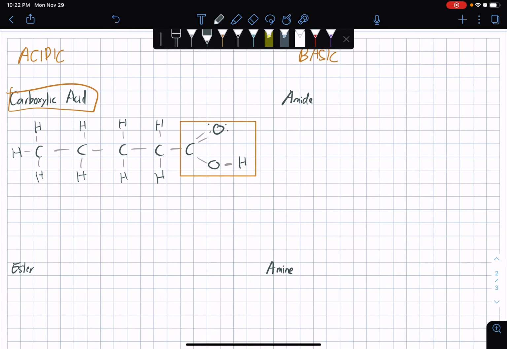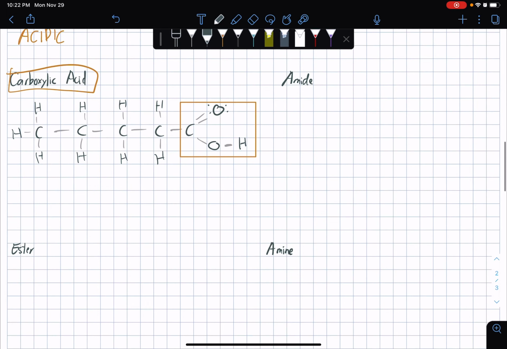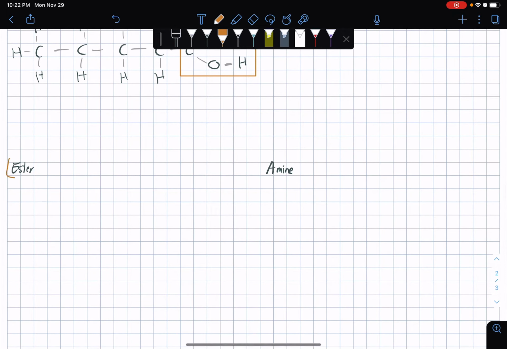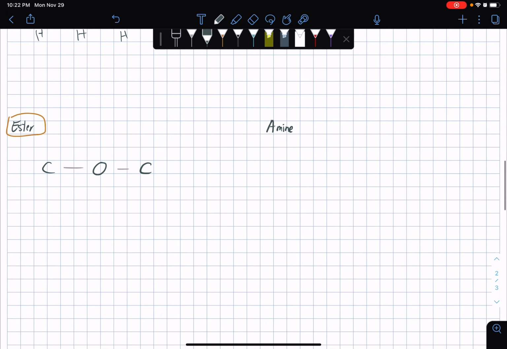There you go. For this chapter, let's use brown. For ester, we have COC. This is the basis of the entire structure. For ester, just always remember Clash of Clans, COC. Carbon, oxygen, carbon. This is the pillar. This serves as the pillar for the structure.